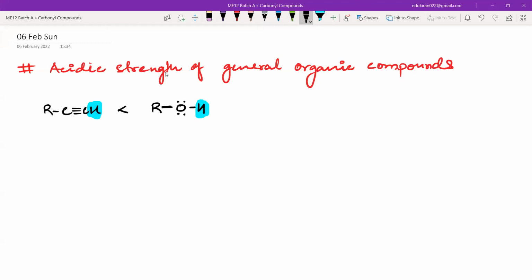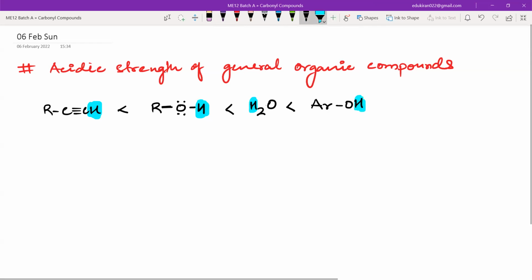Moving on, you will have water, H2O. In this H2O, these hydrogens are acidic, followed by phenol, that is represented by ArOH, aromatic benzene, and then you have the OH bond. This hydrogen is acidic, and lastly we have carboxylic acid, that is RCOOH. In this we have the hydrogen, this is acidic.